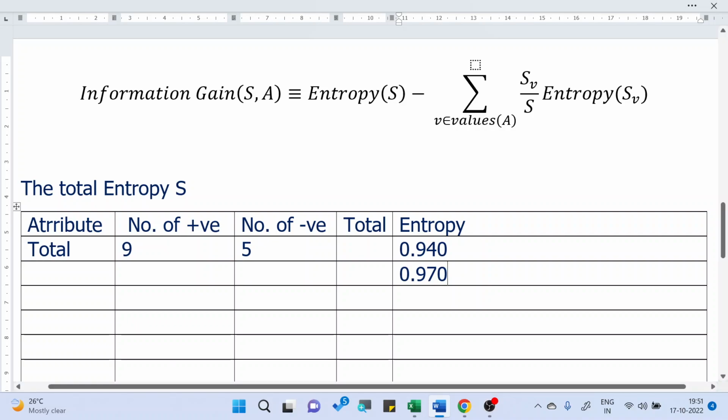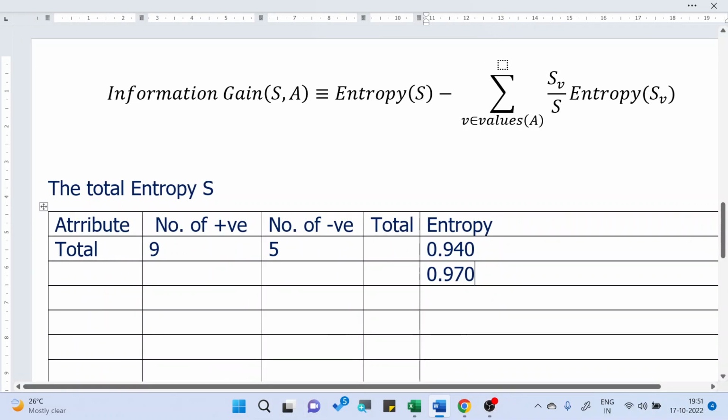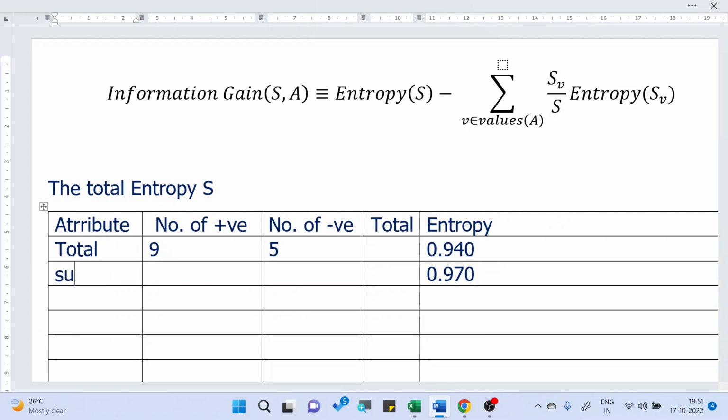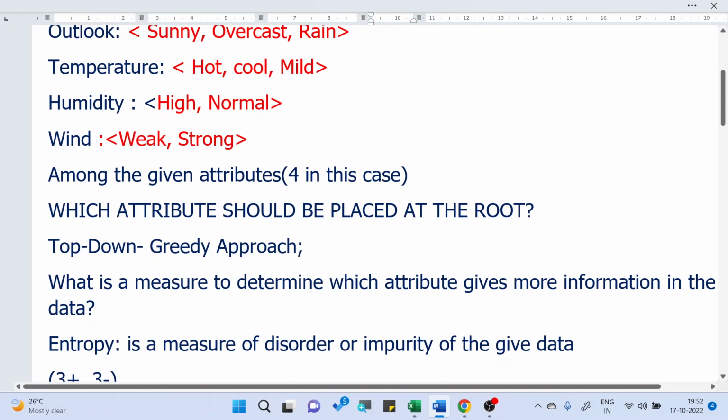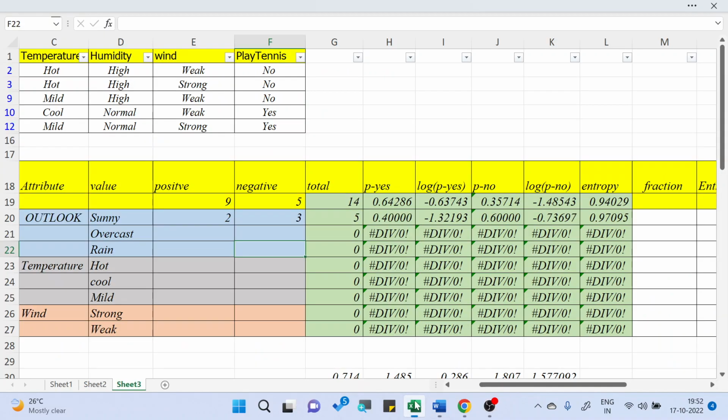How many examples? 2 positive. What is this attribute I am taking? Sunny. And this is 2 positives and 3 negatives. Totally 5 examples. 0.970. Then another attribute value is overcast. Let us see how many examples are there for the overcast.